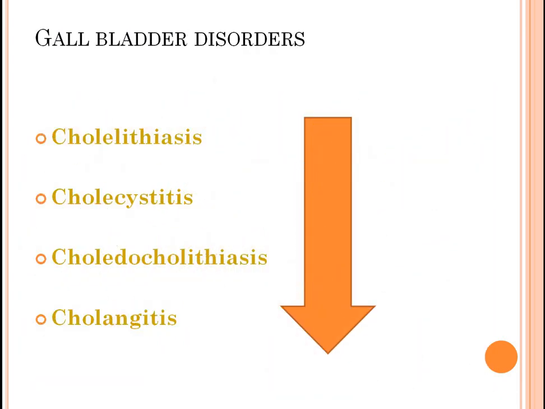The gallbladder disorders, the 4 Cs. Cholelithiasis: it is less severe, it is gallbladder stone. Cholecystitis: it is inflammation of the gallbladder, it is more severe. Choledocholithiasis: it is much more severe, gallstones in the common bile duct. Cholangitis: it is inflammation of the bile duct, it is a more problematic one. Acute suppurative cholangitis is an emergency condition that needs immediate intervention by biliary drainage.